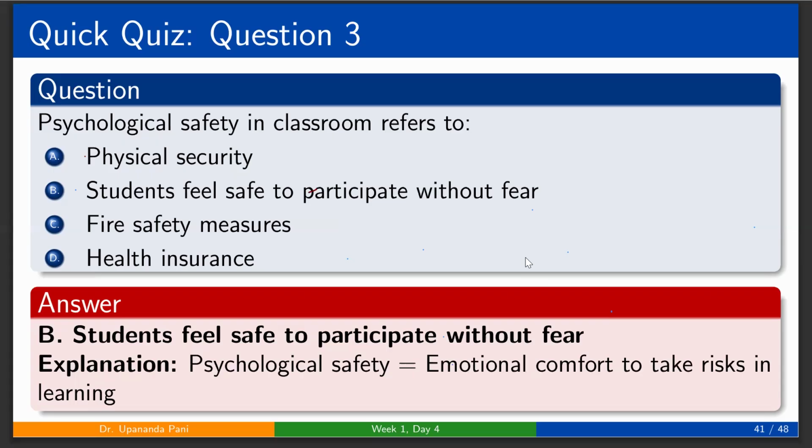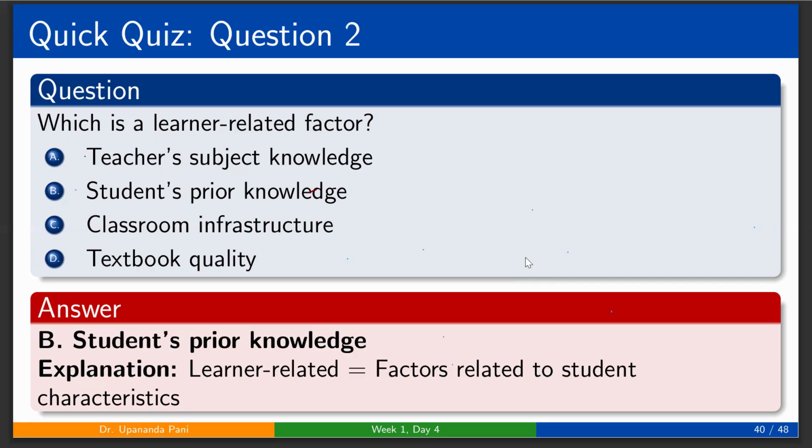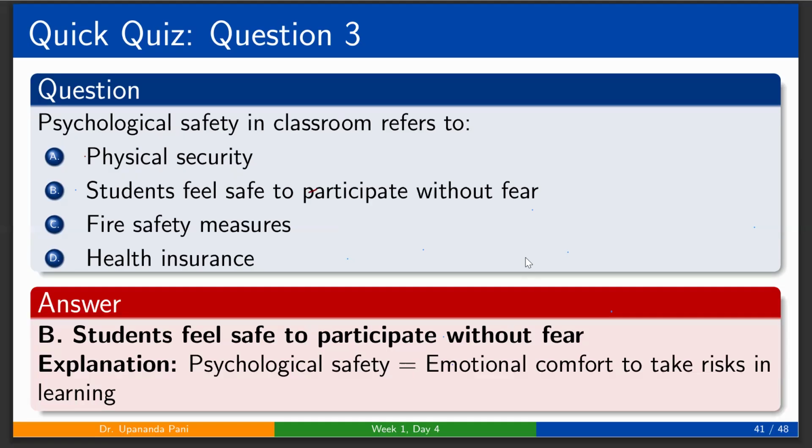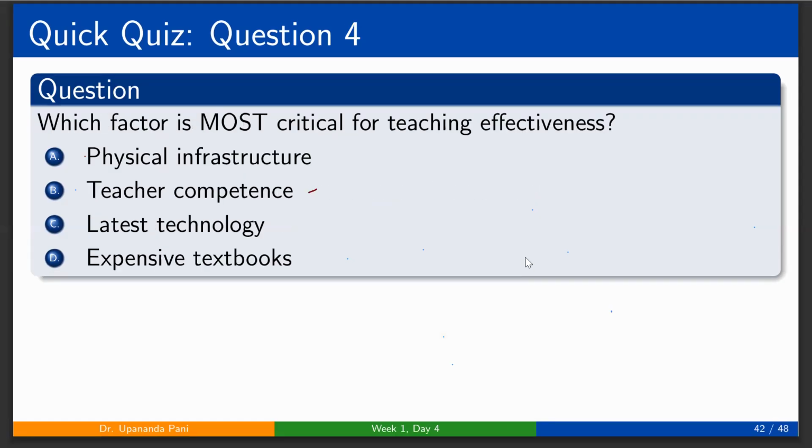Okay, so next question. Question number 3. Psychological safety in the classroom refers to... The answer is here. Okay, no problem.